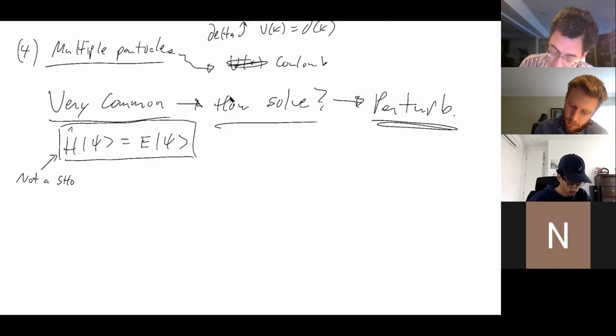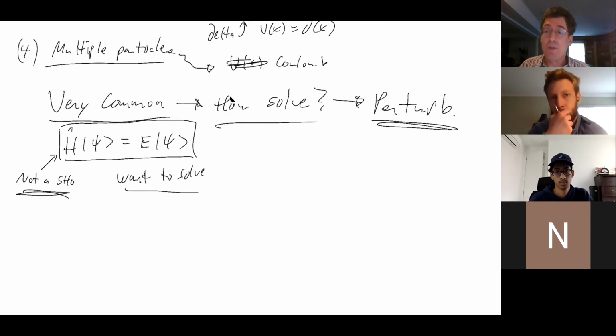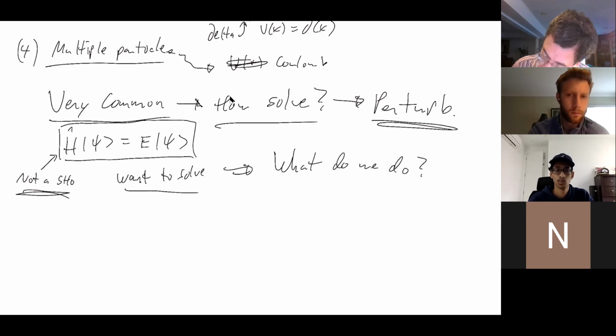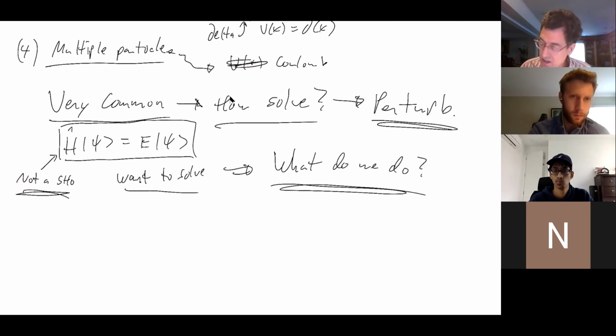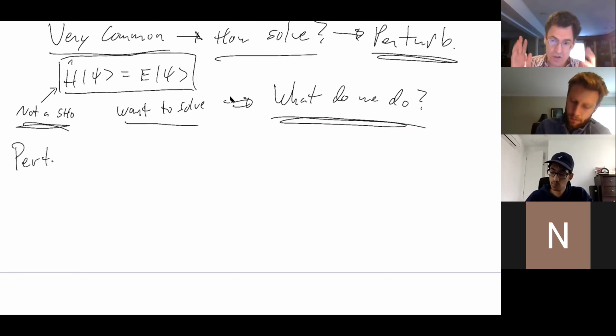That's the crux of the matter. We are often confronted with this situation where we want to solve this, but we can't, because it's not a simple harmonic oscillator. So what do we do? The answer, of course, is we use perturbation theory. And so the question becomes, what is perturbation theory? It turns out that perturbation theory is a trick. It's a math trick.